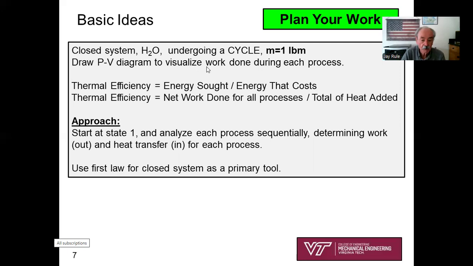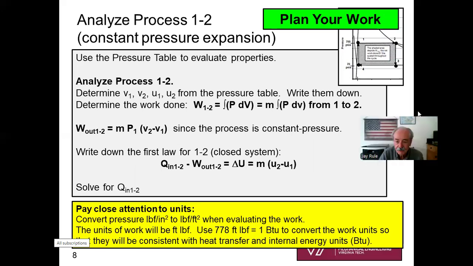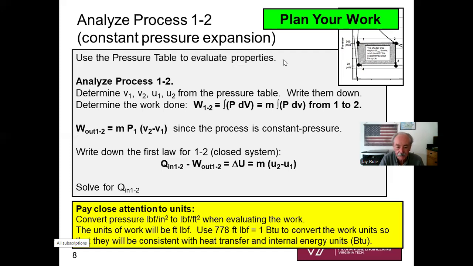Okay, so we've drawn a PV diagram. We're going to get the work values first, and then we're going to use the first law for a closed system as a primary tool to get the heat transfer values. Planning your work, let's study process 1 to 2. I've got a little thumbnail of our process on our PV diagram, 1 to 2, constant pressure.